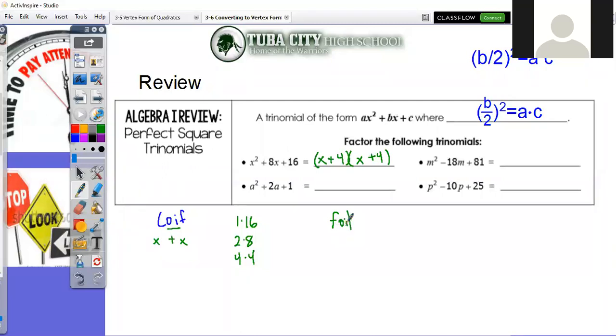All right, let's go ahead and do another one with this one here. If I'm going to factor it now, let's stick with our Loif method. I know it sounds kind of funny, but maybe it'll help you remember it. The last number of the trinomial in this case is 81.